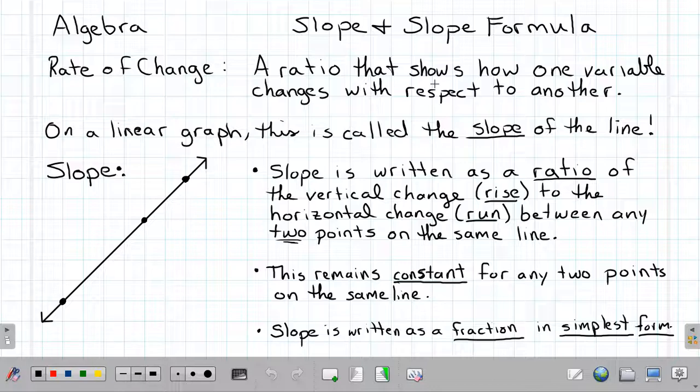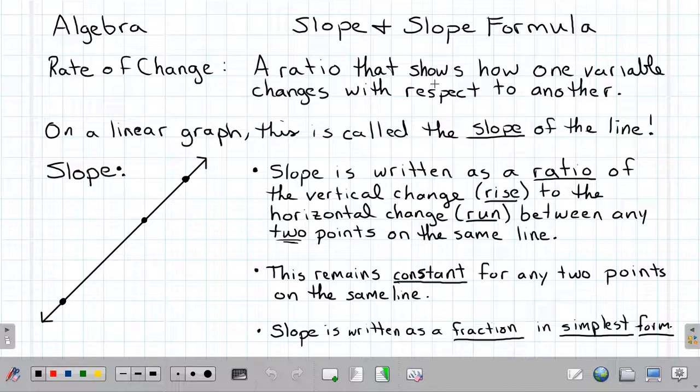So in real-life situations, you could think of a rate of change as something like speed. Speed is a rate of change, like how fast you're going in your car. That's a rate of change because one variable changes with respect to another. So distance changes with respect to time. How fast you go is basically just saying, I drive this distance in this amount of time. That tells you how fast you're going.